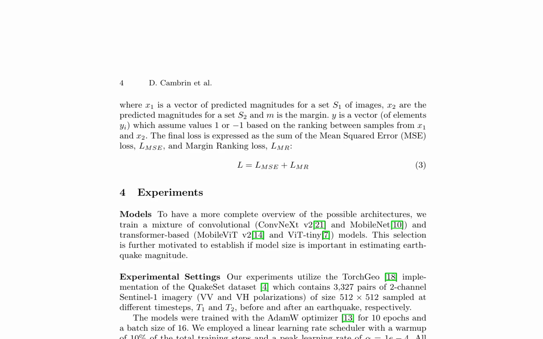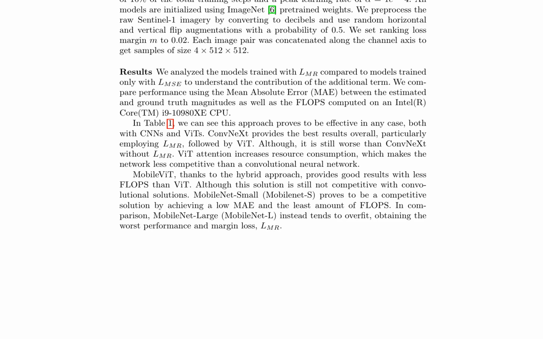In the experimental setup, a mixture of convolutional and transformer-based models, including ConvNeXt v2, MobileNet, MobileViT v2, and ViT, are trained to investigate the effect of model size on earthquake magnitude estimation. The models are trained on the QuakeSet dataset using the TorchGeo implementation, with a batch size of 16 and 10 epochs. The AdamW optimizer is used with a linear learning rate scheduler and a peak learning rate of 1e-4. The models are initialized with ImageNet pre-trained weights, and the input images are pre-processed by converting to decibels and applying random horizontal and vertical flip augmentations.